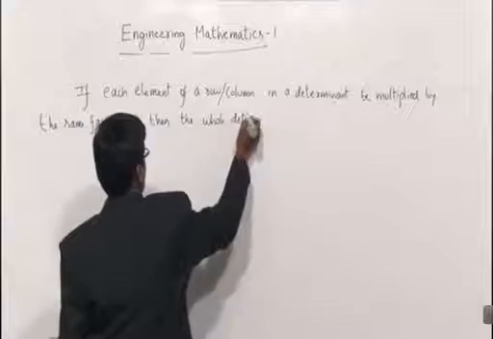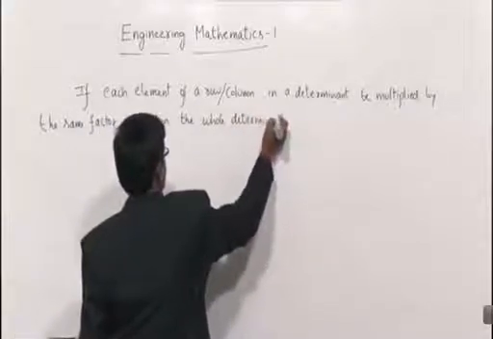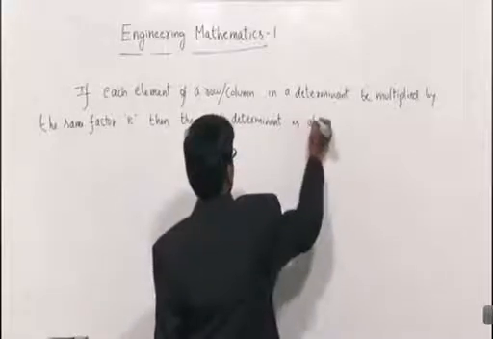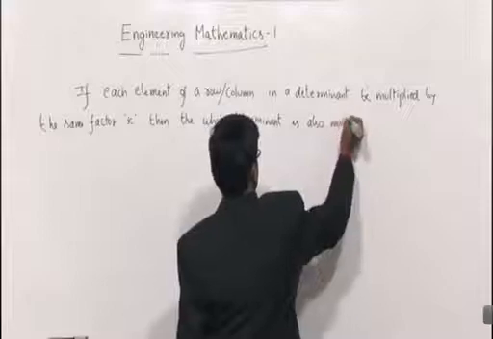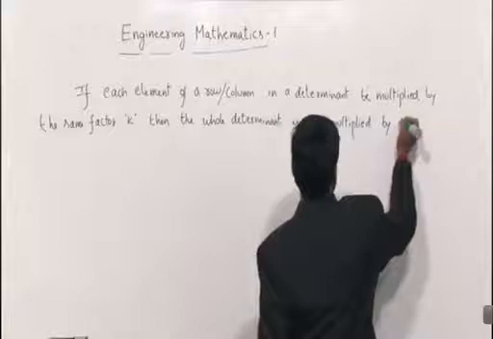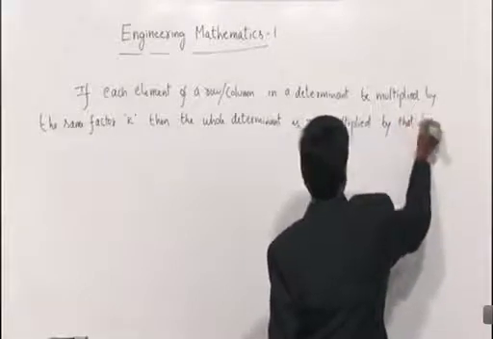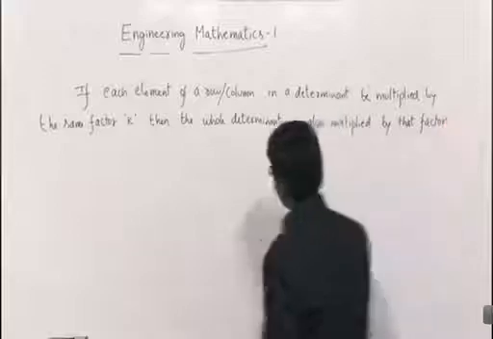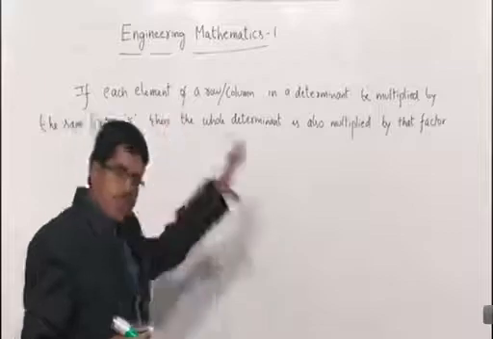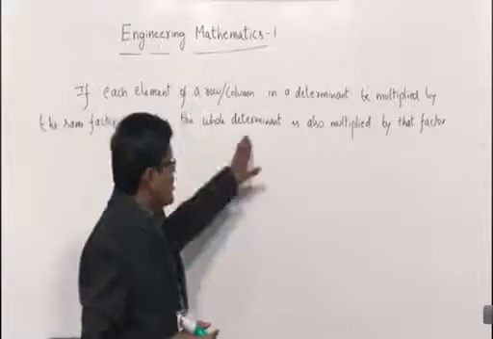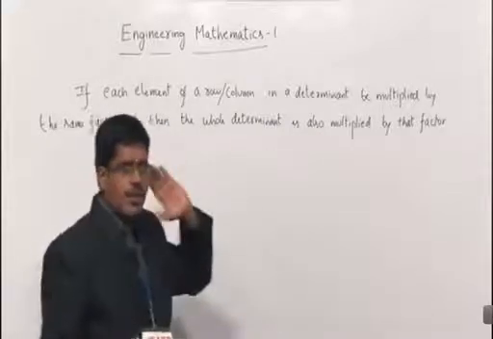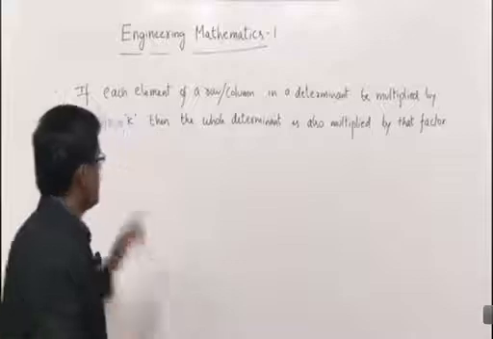the whole determinant, that means the given determinant value, is also multiplied by that factor. Whole determinant means once a determinant value is obtained, that is called the whole determinant. The value is also multiplied by that factor. I showed you yesterday already, 5 R1, I applied one operation. Okay, please modify them.